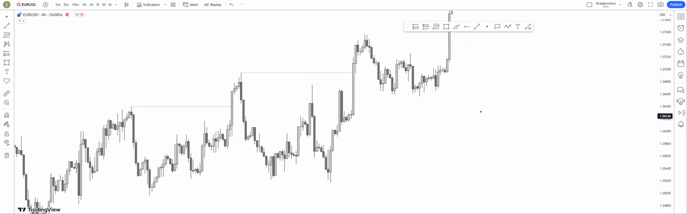Now, where is liquidity? These ones are equal lows, right? That can be seen, let's say, as even a form of trend liquidity on a lower time frame. The important thing is not how you call this. The important thing is that you understand that this is liquidity and this should get taken.